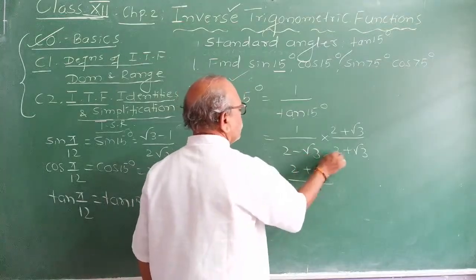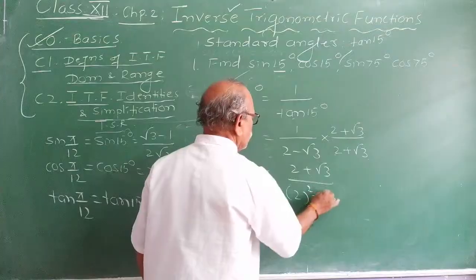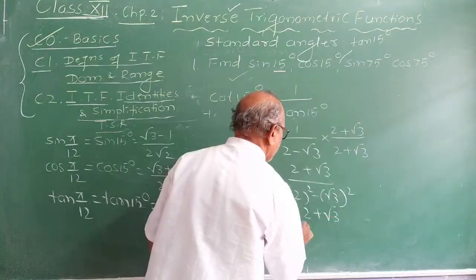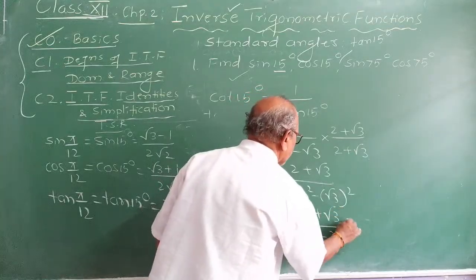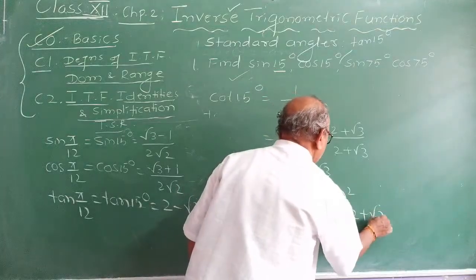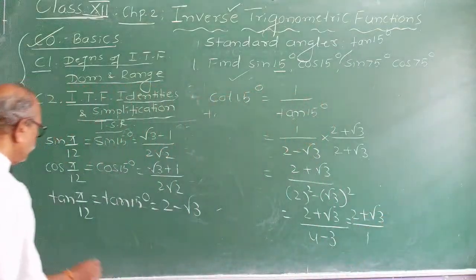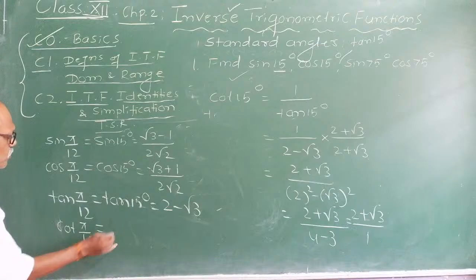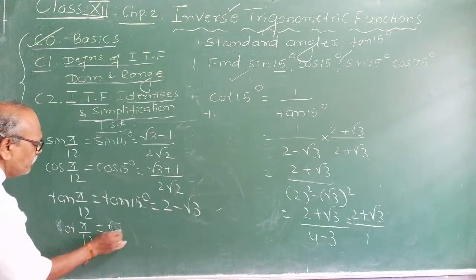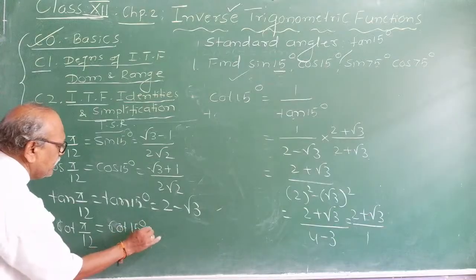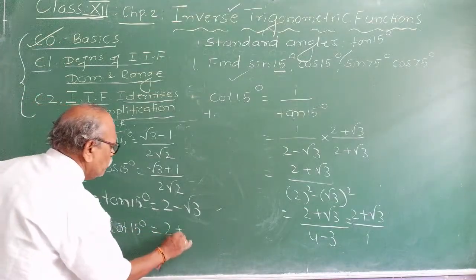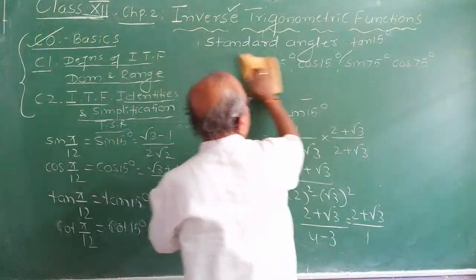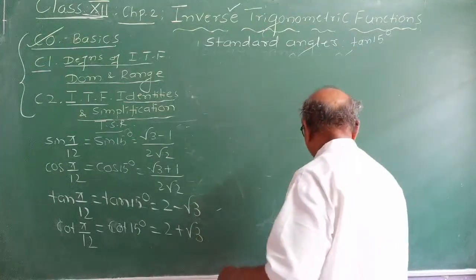It is in what form? A minus B, A plus B. Therefore, you are writing it as 2 square minus root 3 square. There you will get 2 plus root 3 divided by 2 square becomes 4, root 3 square becomes 3. You will get 2 plus root 3 upon 1. Very interesting. Cot pi by 12, cot 15 degree is equal to 2 plus root 3. A question appeared in competitive exams like this. We will continue with 75 degree also.